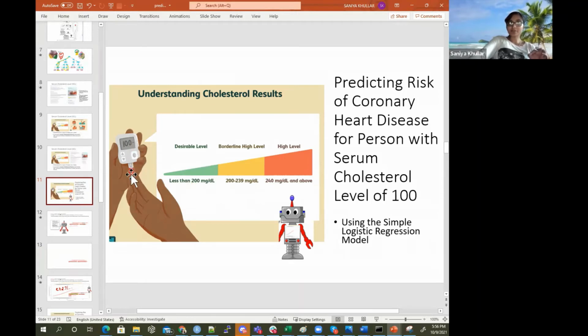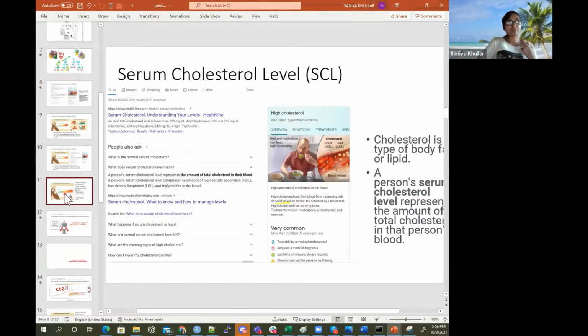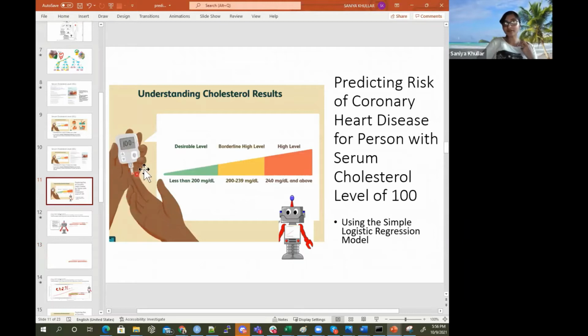I took this measurement; serum is the blood. Remember we were talking, serum cholesterol is the cholesterol in your blood. So a person pricks themselves and they have 100, which is right here. So it should be a desirable level. They still want to know, what are my chances of coronary heart disease?